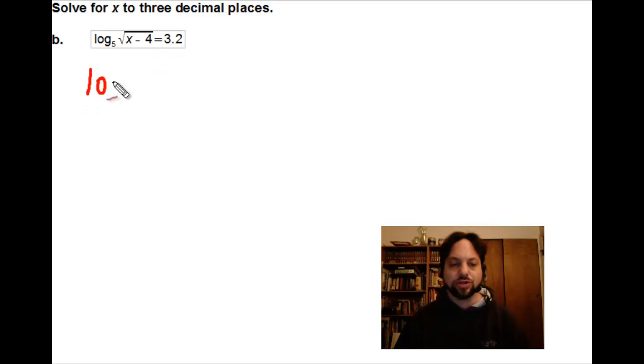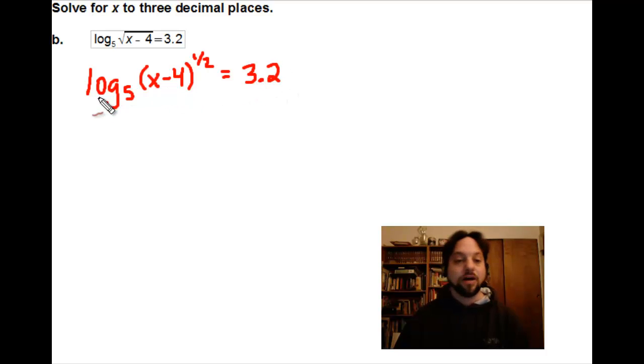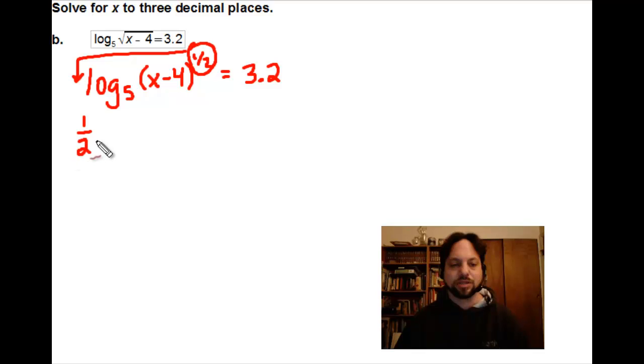One thing that we could do is transform that x minus 4 square rooted to an x minus 4 to the 1/2 power. Now you might be asking yourself, well, why would we do something like this? Of course, because we have this logarithm hanging out, that will actually take our exponent and move it into a coefficient. So we'll actually end up with something like 1/2 log base 5 of x minus 4 equals 3.2.